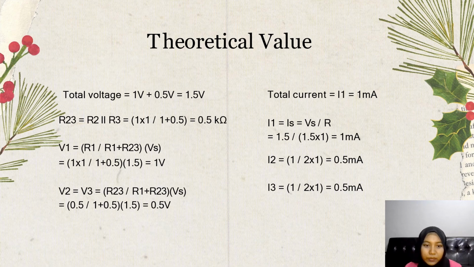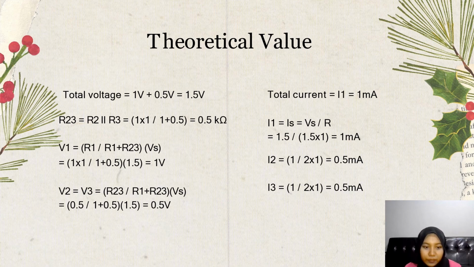To find the total voltage, it is equal to 1 volt plus 0.5 volt, which is 1.5 volt. To find R23, R2 is parallel with R3, so it is equal to 1 times 1 over 1 plus 0.5, which is 0.5 kilo ohms.